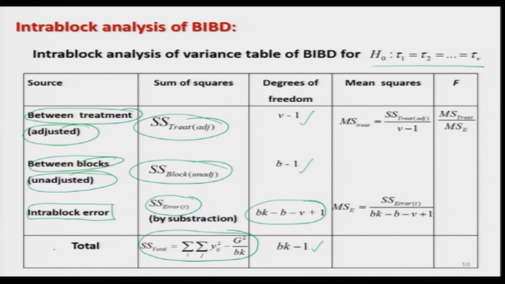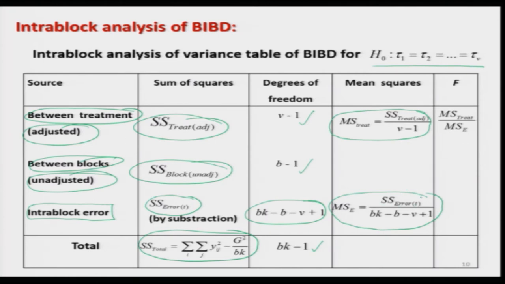You can see here, since you are interested in the test of hypothesis related only to the treatment effects, you are going to obtain only one mean square due to treatment, which is indicated here by MS treatment. That is simply the sum of squares due to treatment, which is the adjusted value, divided by the degrees of freedom. And you are going to find the MSE, which is based on the SS error.